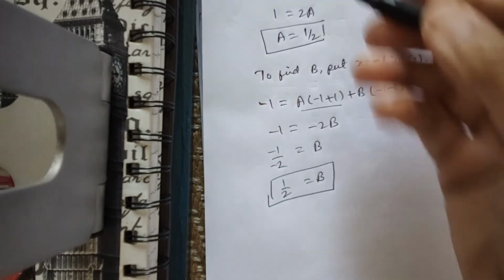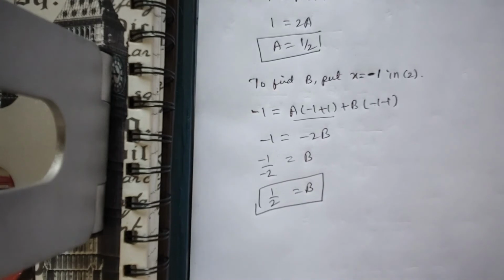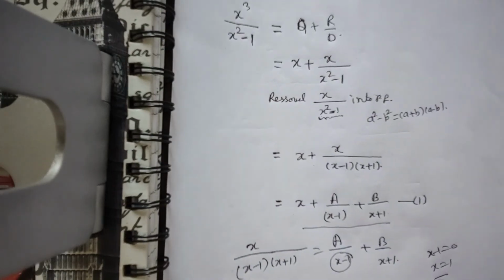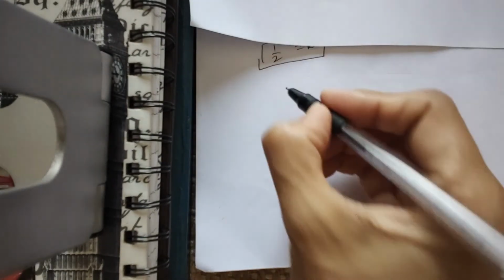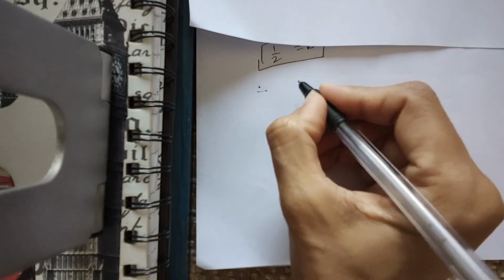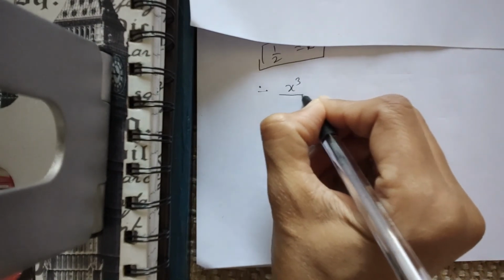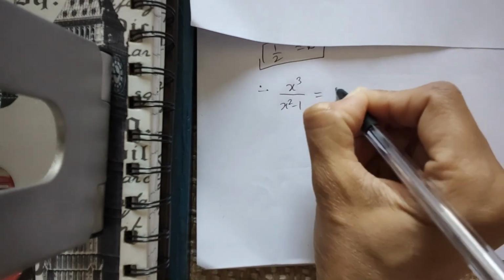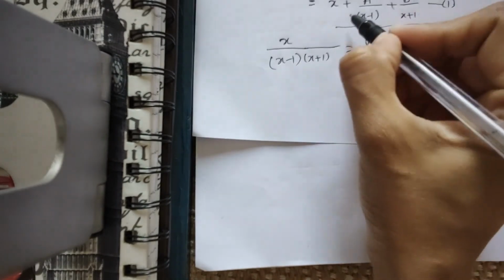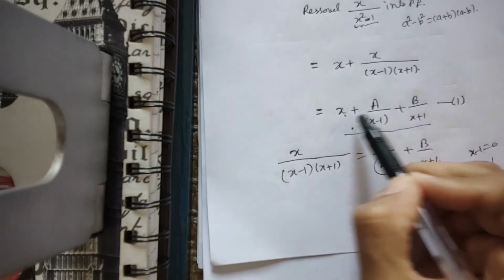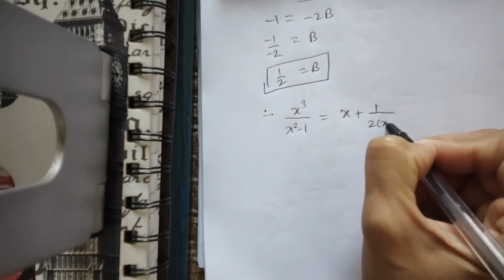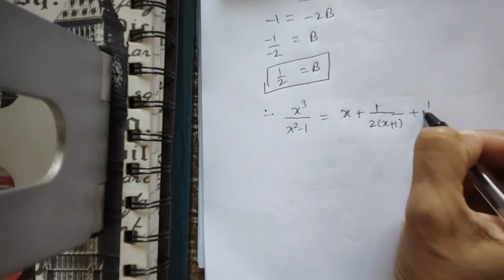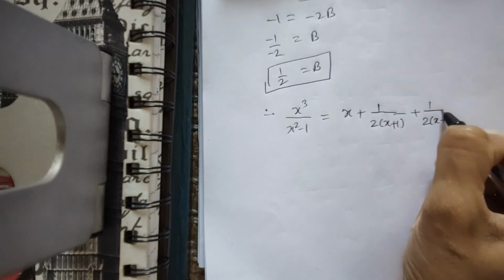Okay, so finally I am just substituting these two values in equation 1. Here is my equation 1, where I resolve it. So from my equation 1, what do I get? Therefore the resolved partial fraction will be, x cube upon x square minus 1 equal to x plus 1 by 2 into x plus 1 plus 1 by 2 into x minus 1.